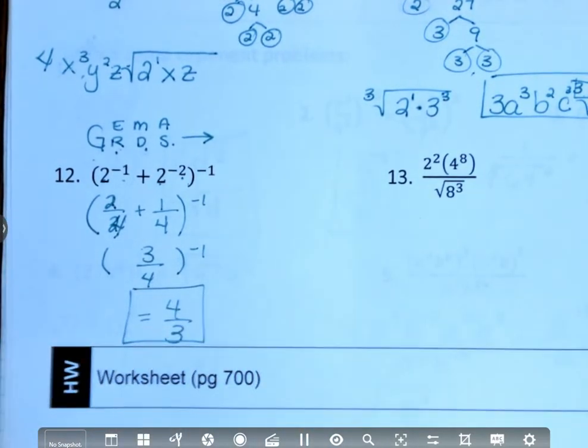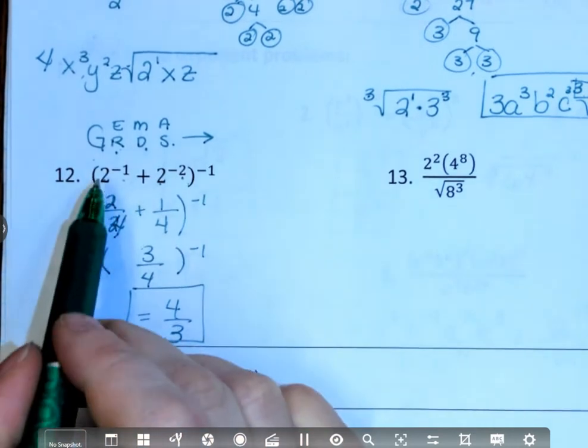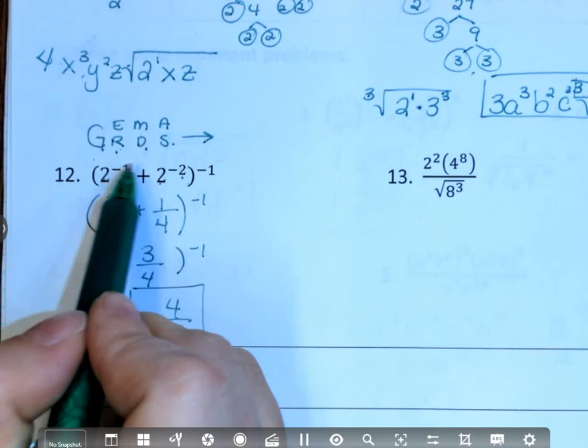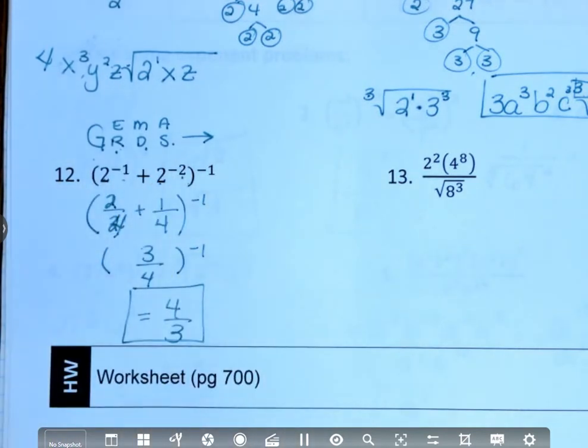If you stop yourselves, because everybody goes, oh, that's going to be 2 to the negative 3. Or, ooh, that's going to be 2 to the 1 plus 2 squared. If you stop yourselves and just do everything with the order of operations, you'll get the right answer. Okay?